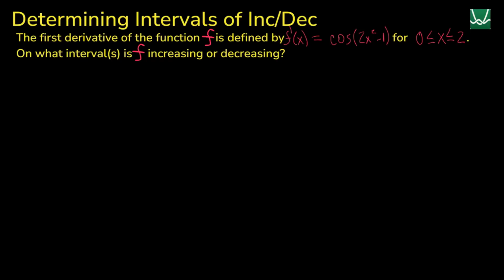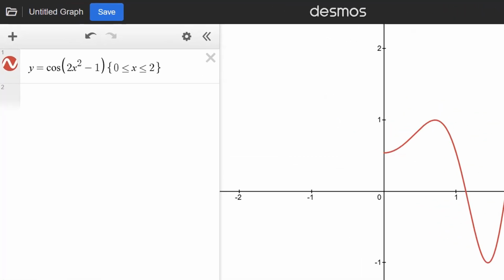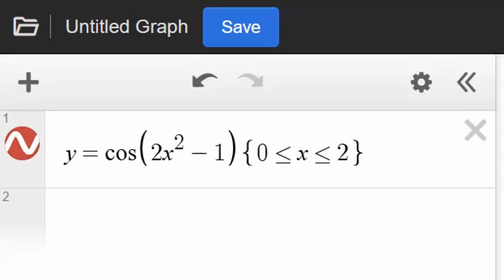Now you have to be careful here because they're asking you questions about the original function f, but all we know is the first derivative. But we know the increasing, decreasing function test only uses the first derivative. So here I've graphed the function in Desmos, and I've called it y equals instead of setting it equal to f prime because we just need to graph the function. If I set it equal to f prime, that's not going to work. Also, I've restricted the domain to be from 0 to 2, so I'm only looking at the picture that the question is asking about.